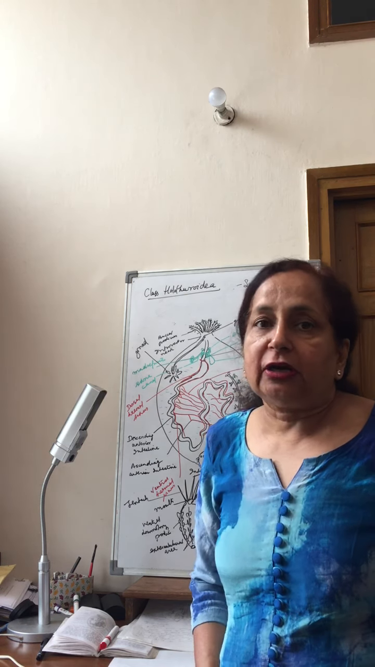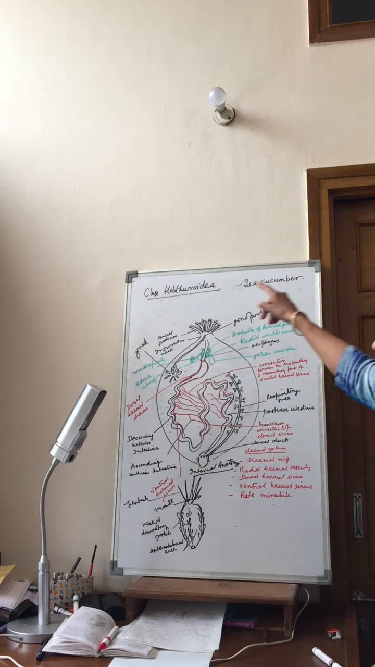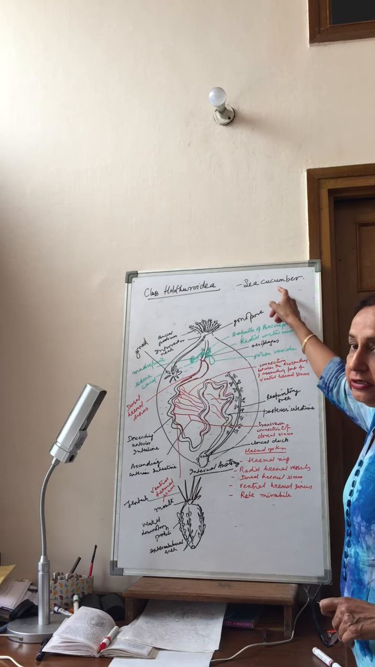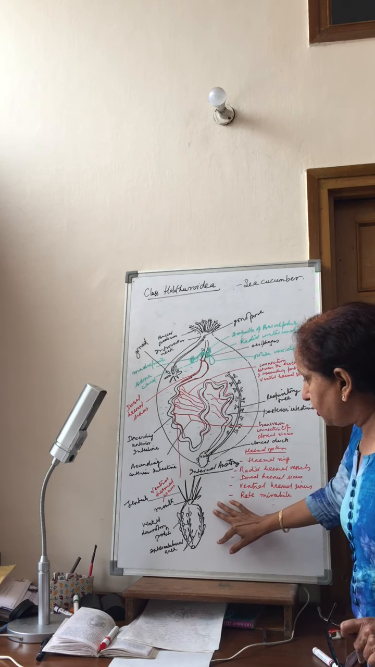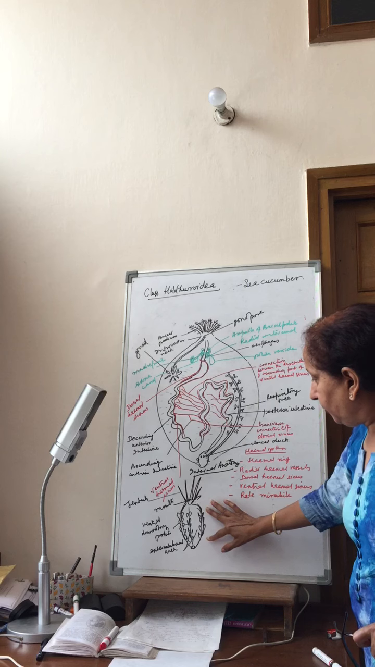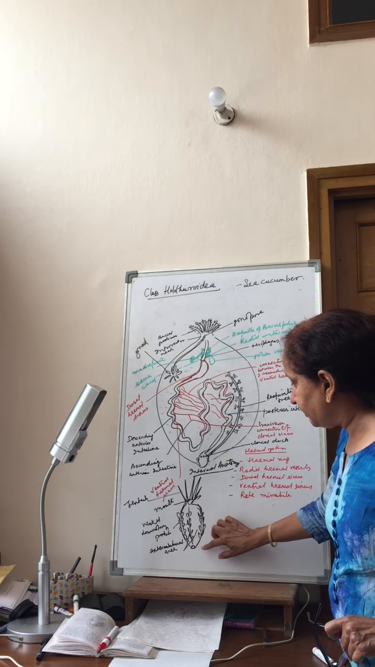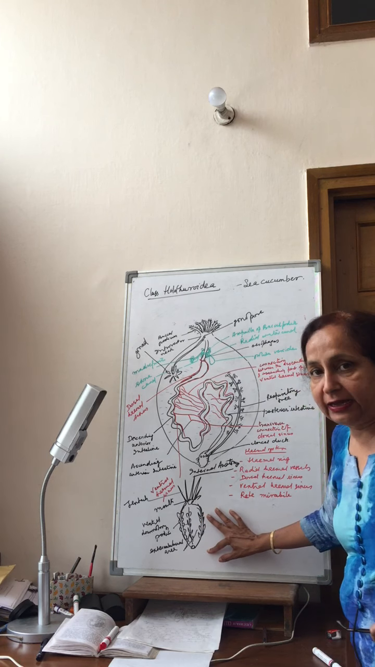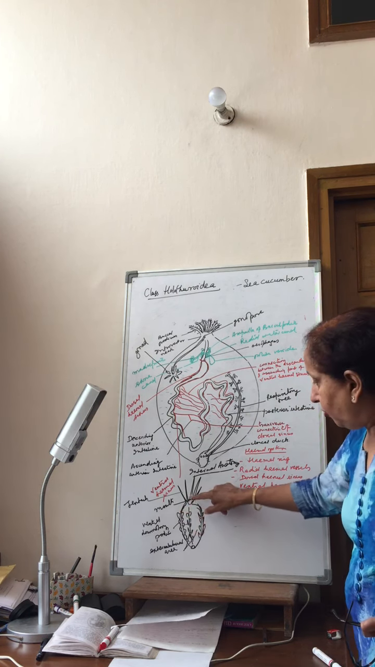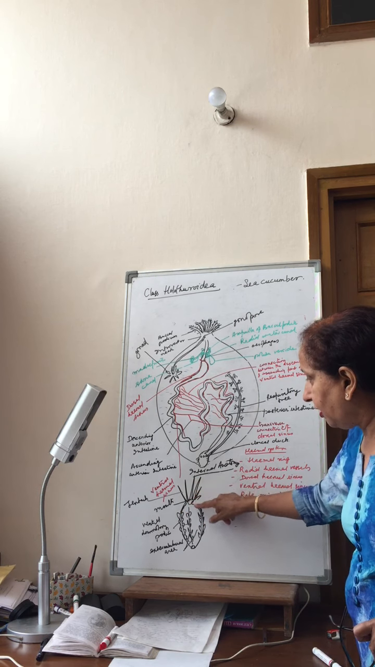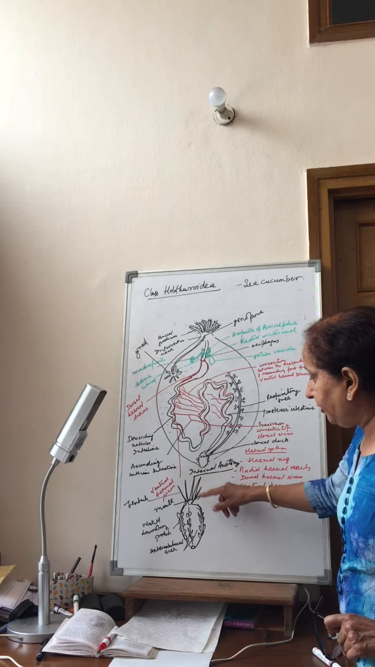Today we are going to take up class Holothuroidea of phylum Echinodermata, also known as the sea cucumbers. The sea cucumber is cylindrical in shape and extended along the oral-aboral axis. On the oral side the mouth is there, and along with that there are tentacles, which are actually modified podia and tube feet.